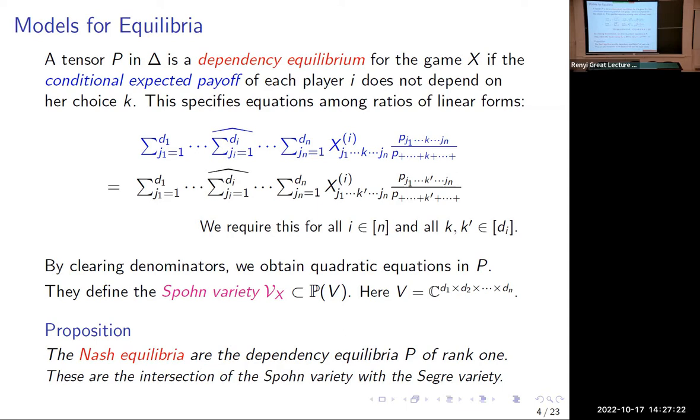Geometrically speaking, the set of Nash equilibria is the Spohn variety intersected with the Segre variety, and Segre variety means rank 1 tensors. Okay. Now, there are two ways to think about this proposition, right? Either you knew what a Nash equilibrium is before you walked into the room, and that's a proposition. If you didn't know what a Nash equilibrium is before you walked in, it's a definition. So it's either a definition or a proposition.